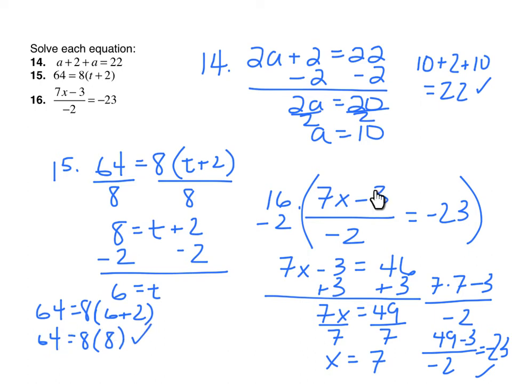Here with the big fraction, we got to get rid of that divide by -2 first. So we do that by multiplying both sides by the -2. So multiply both sides by -2, eliminate the fraction, work your way backwards through that order of operations, divide, solve. Check here. Awesome. Only a couple of questions left.